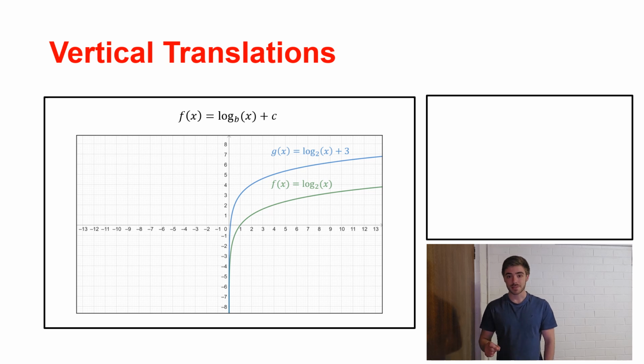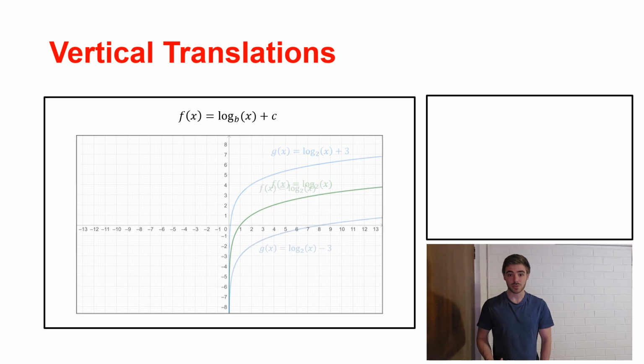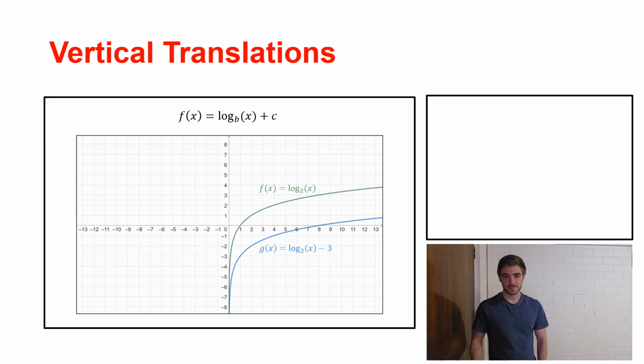If you have plus c, then your graph is shifting up by c. In this case, we have log 2 of x plus 3, hence our entire graph is shifting up by 3. If you have minus c, then you're shifting down. So if we had log 2 of x minus 3, then the graph is shifting down by 3.